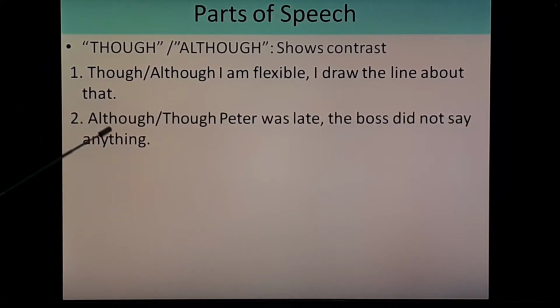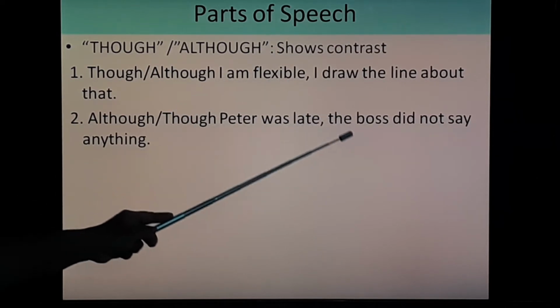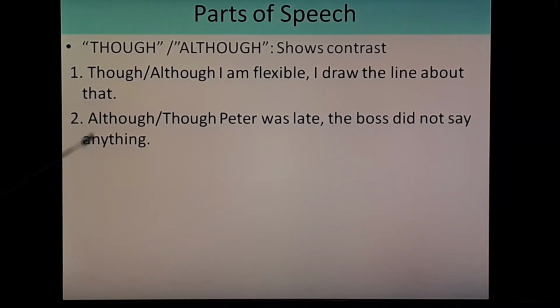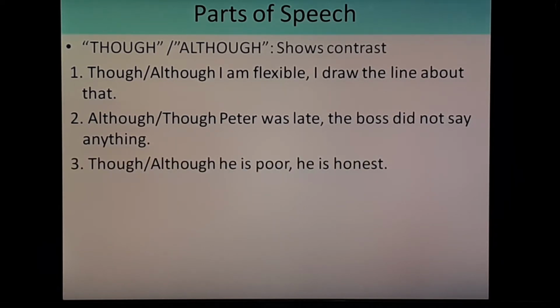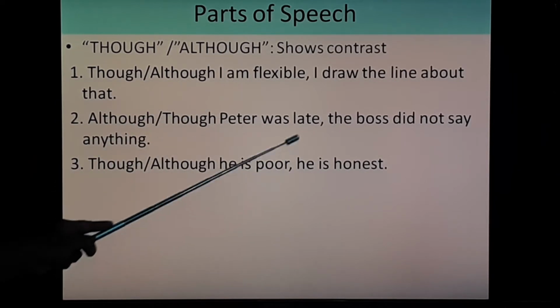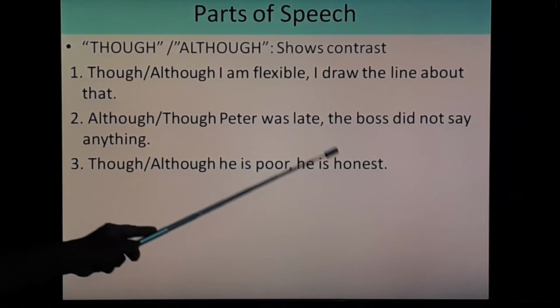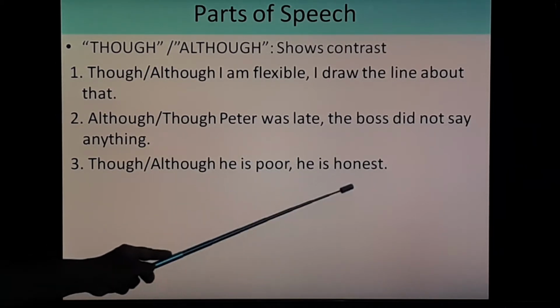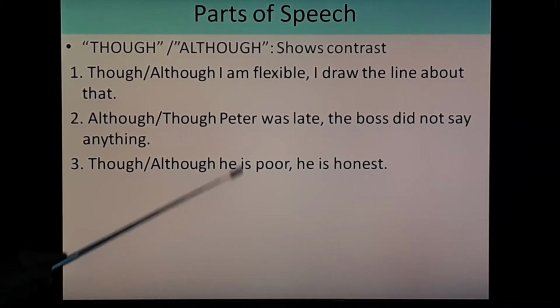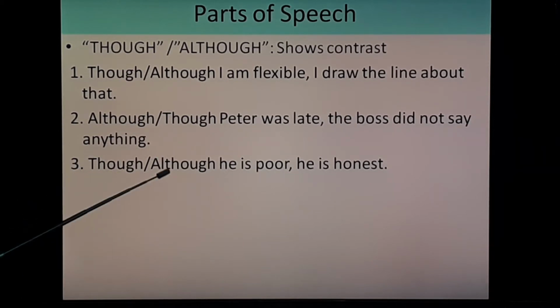Next, although or though Peter was late, the boss did not say anything. Next, though or although he is poor, he is honest. So both these things are contrasting, poor and honest. That's why here though or although is given, because this shows contrast.